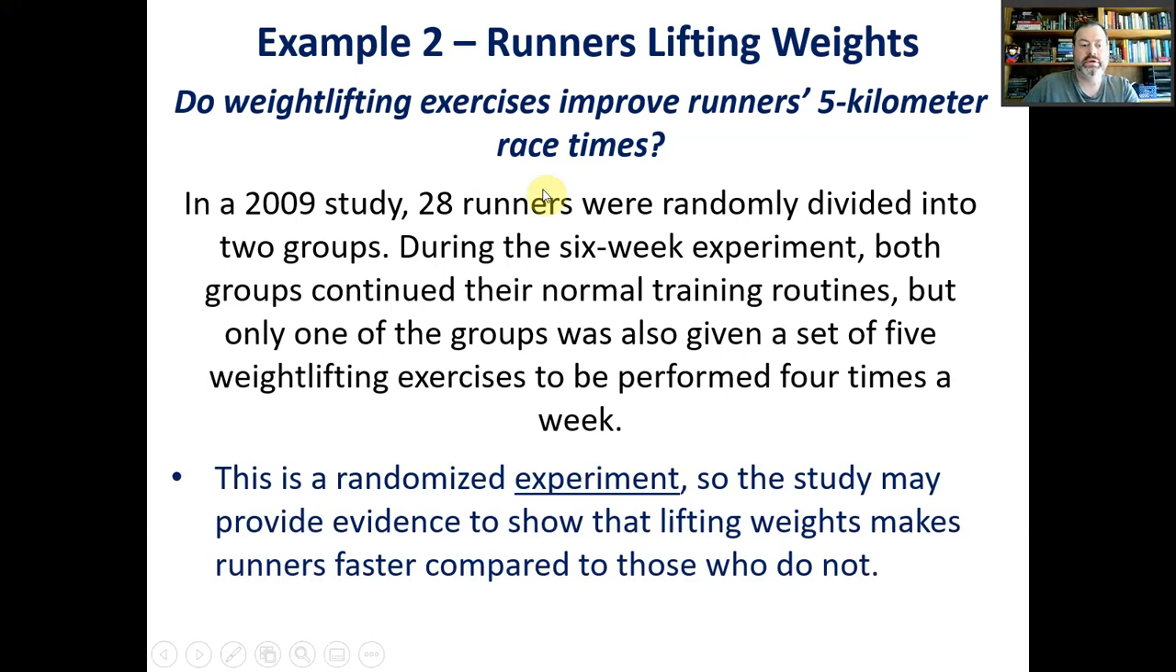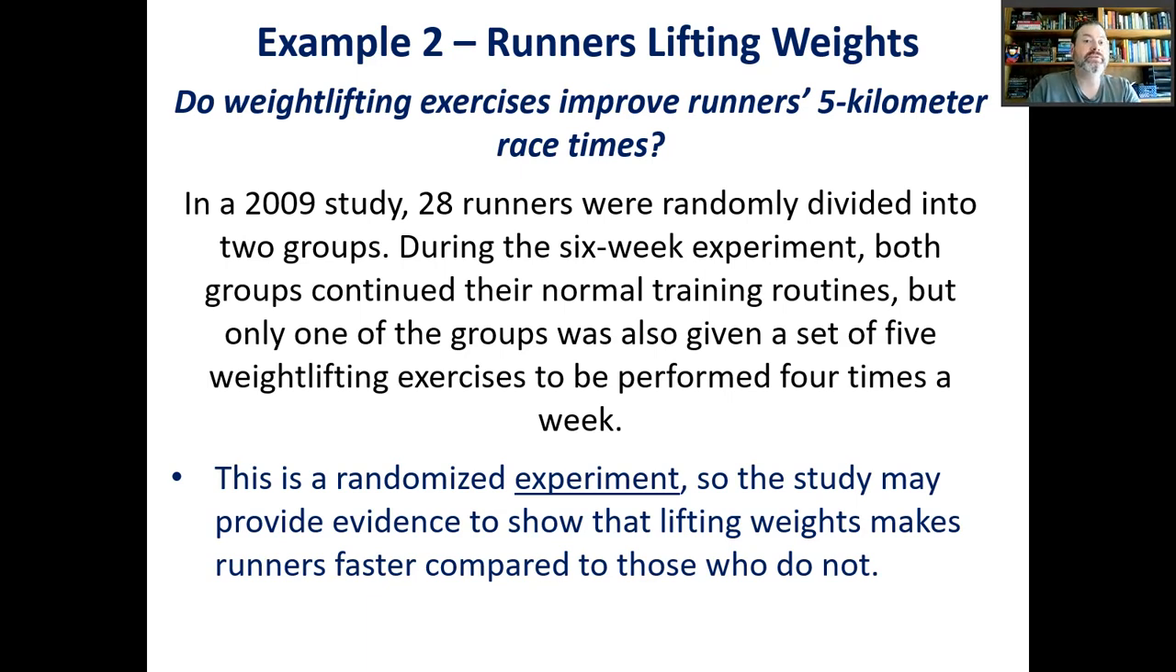That's the idea. So it's a randomized experiment, so the study may provide evidence to show that lifting weights makes runners faster compared to those who do not. We've already seen this example in an earlier video, where we already know what the variables are: the explanatory, response, categorical, quantitative. We already know all that stuff. But now we're tacking on this other idea of an experiment.